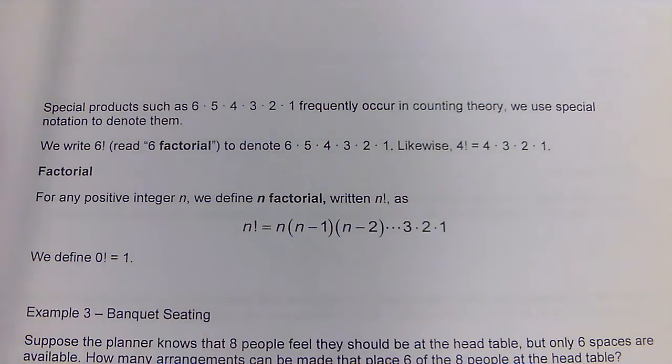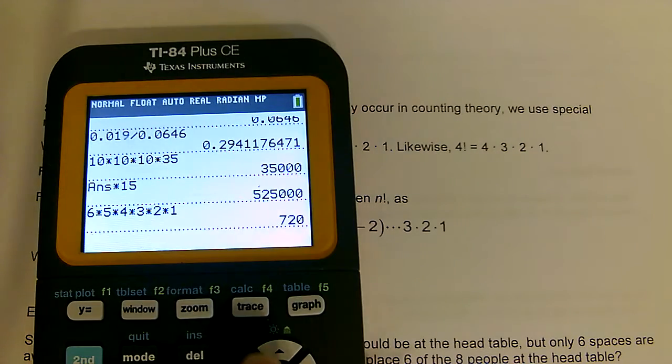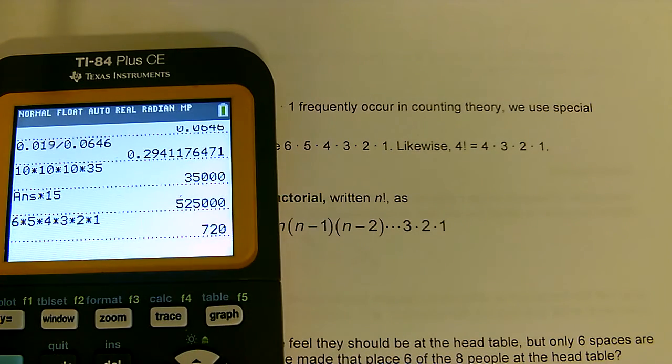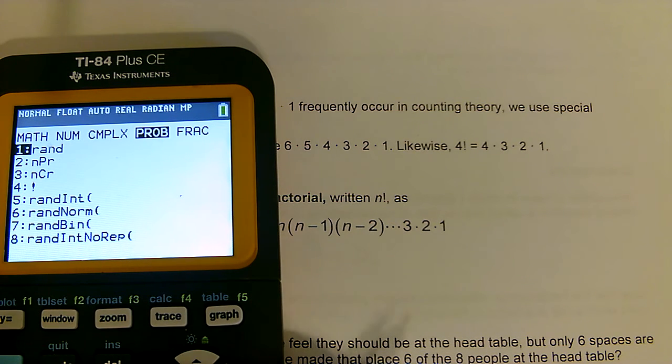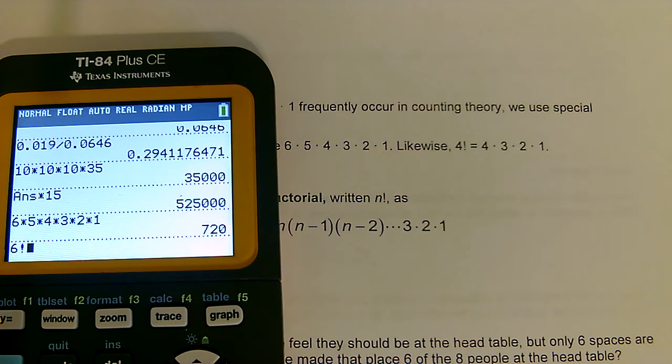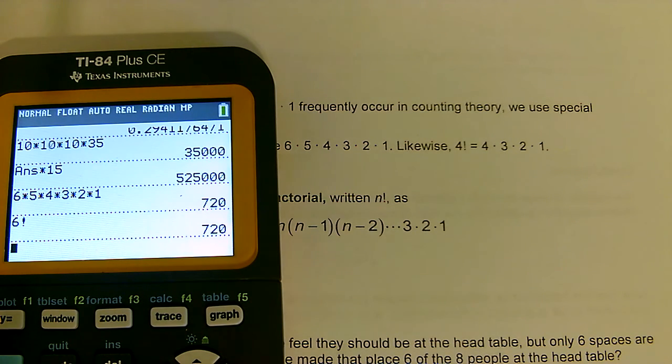So there's a couple of ways we can get there. The easiest way is, so let me say I wanted to do 6 factorial. I'll do 6, and press math. And this is over here in probability. And there's an exclamation point. And it does it for us.